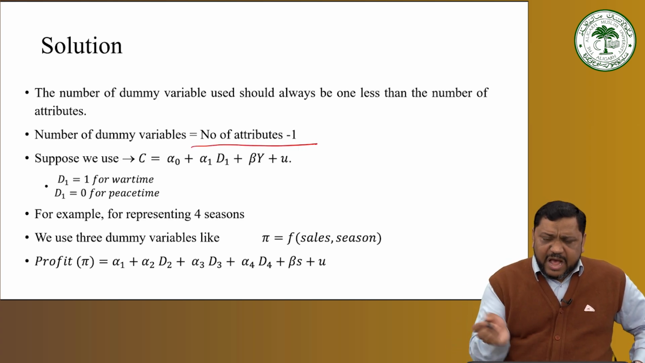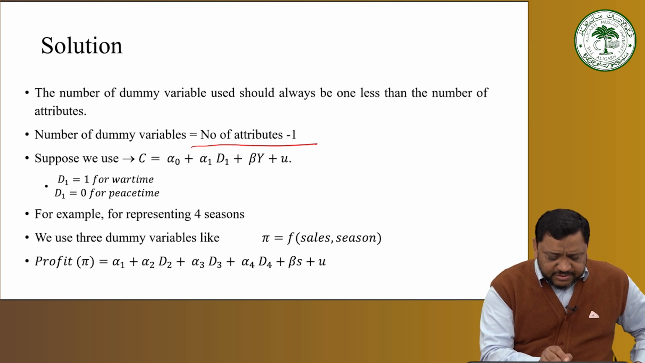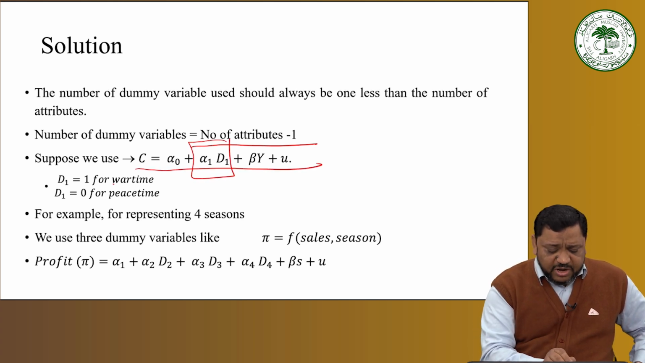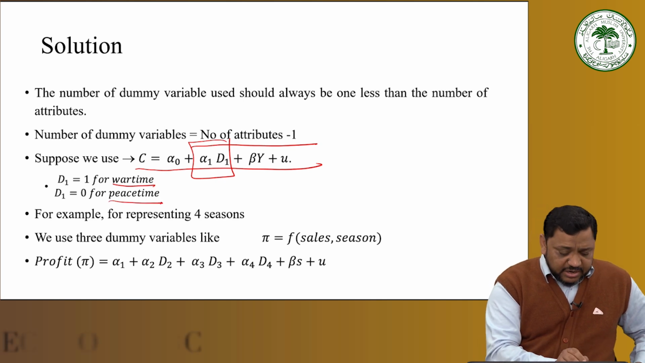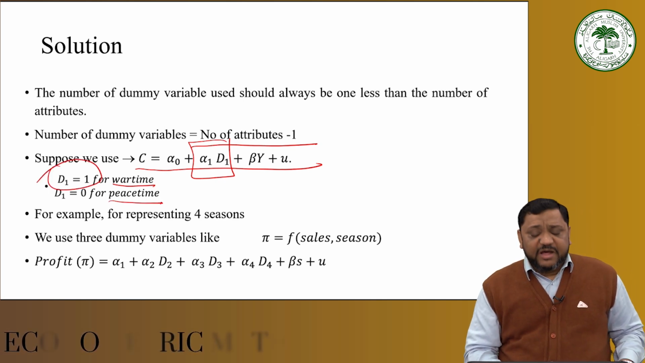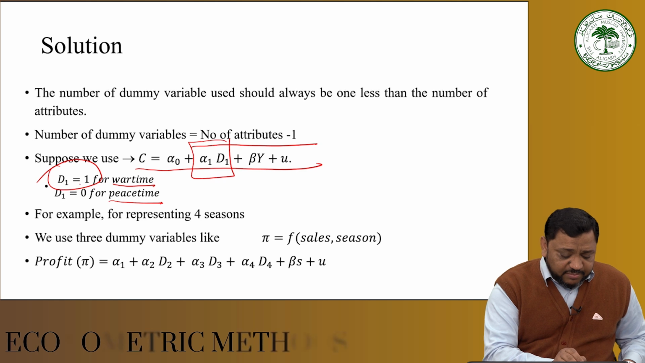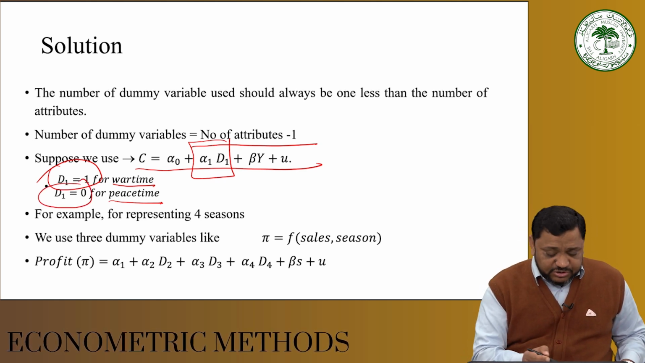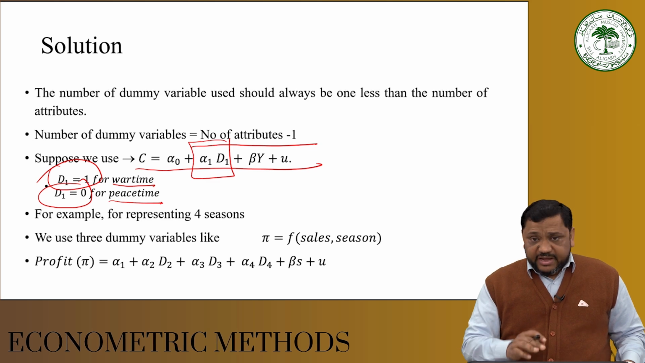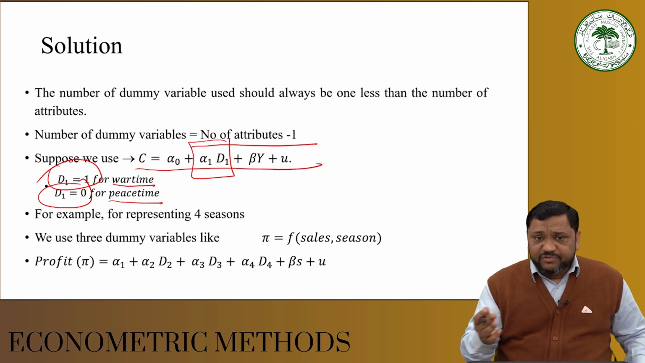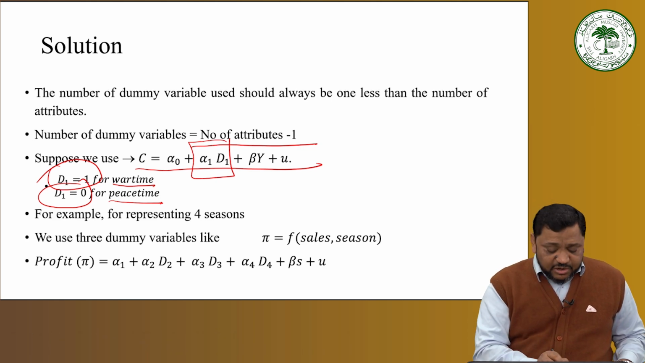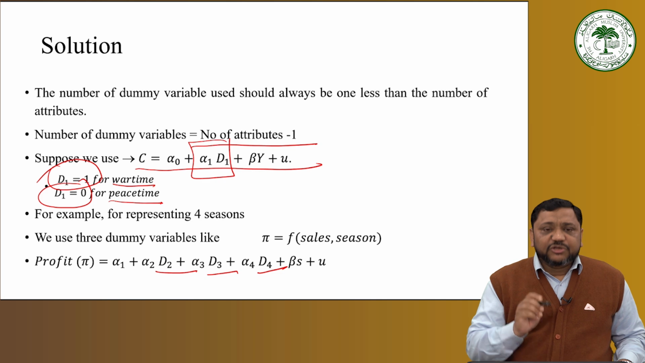In this case, as we have done before also, we simply create one dummy variable. There are two periods, war time and peace time, and the dummy variable D1 will have a value 1 if it is war time, and a value 0 if it is peace time. Again, we have done one more example. In the case of seasons, there are 4 seasons. So we should not have 4 dummies, rather we should have 1, 2 and 3 dummies.